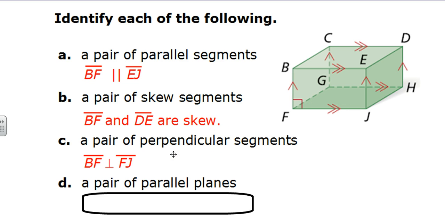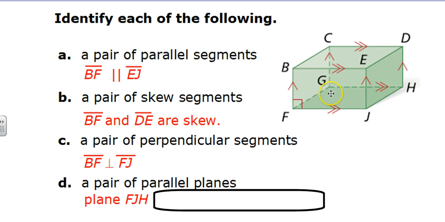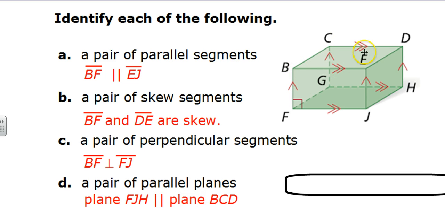And finally, by the way, in this figure, that is the only given pair of perpendicular segments. These other vertices appear to be forming right angles, but this is the only place where it's given. So you really had to name this here in C. And then a pair of parallel planes. Let's see the first plane. If they give you FJH, it appears to be the bottom, right? And so that would be parallel to, how did you name this plane up here? They named it BCD. So again, we identify a plane by naming 3 points that are coplanar.